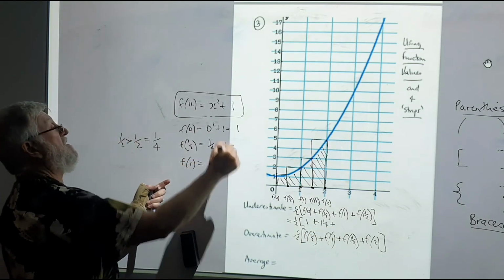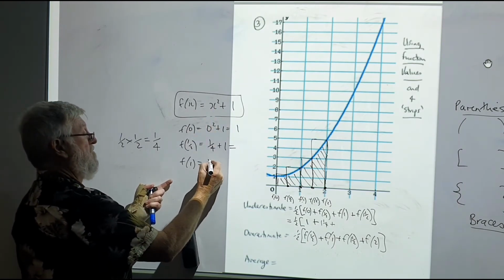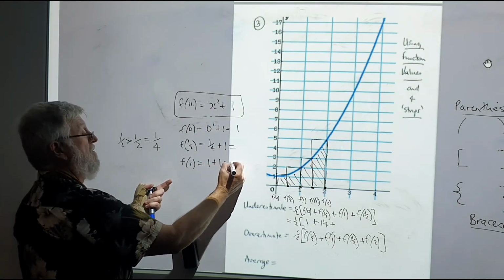F(1) means replace the x by 1. Substitution: 1 squared is 1, plus 1, so that's 2, which is nice.